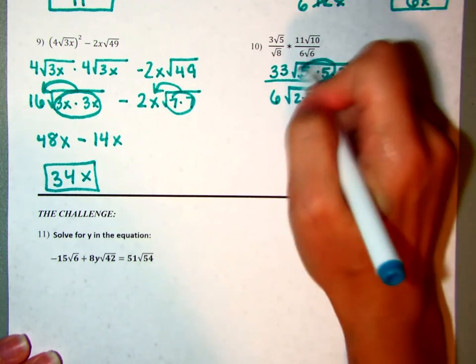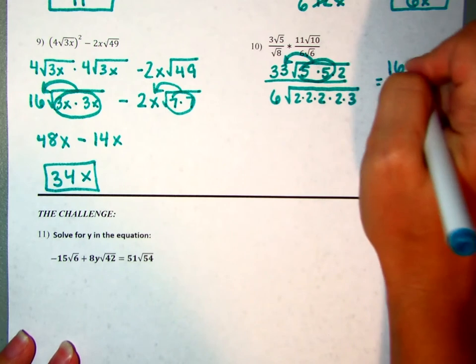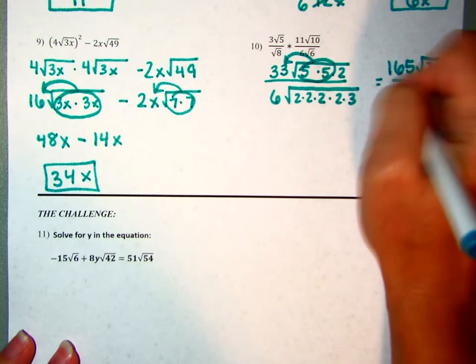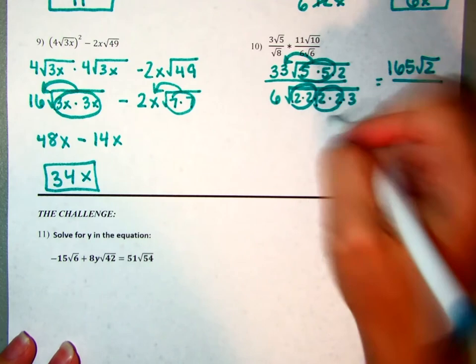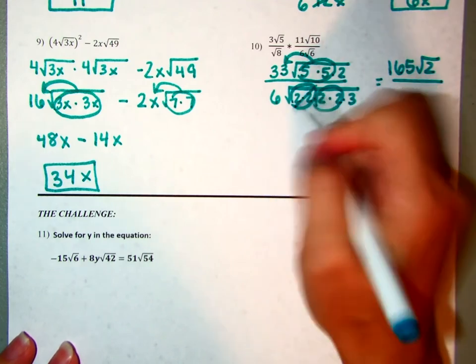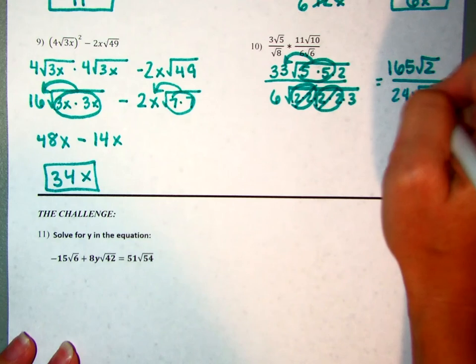So we'll circle our twins here and pull out a 5. So now we're going to be doing that 33 times 5, which is going to give us 165, square root of 2, over, here I have a set of twins, and here I have a set of twins, so I'm actually pulling out 2 times 2, which is 4. 4 times 6 would be 24, square root of 3.